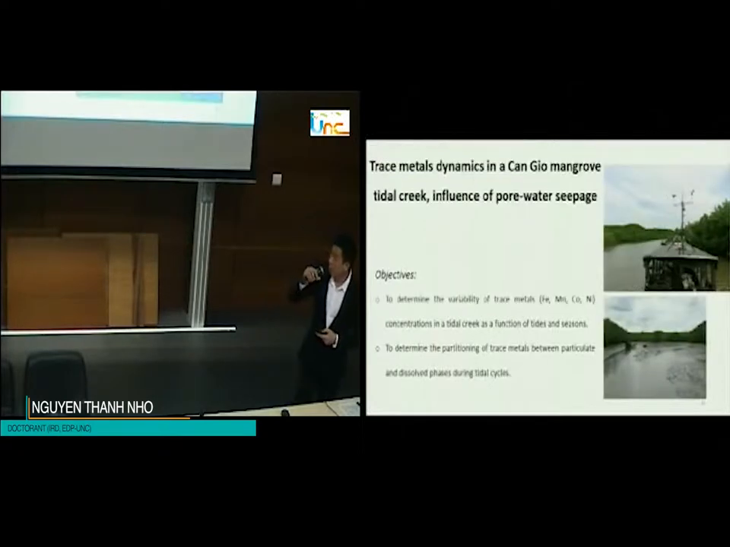For the last question, concerning what the main drivers controlling trace metal export from the mangrove sediment to the tidal creek are, in this context we focus on trace metal dynamics in the Can Gio mangrove tidal creek. The main objective was to determine the variability of trace metal concentration in a tidal creek as a function of tide and season, and to determine the partitioning of trace metal between particulate and dissolved phases during the tidal cycle.